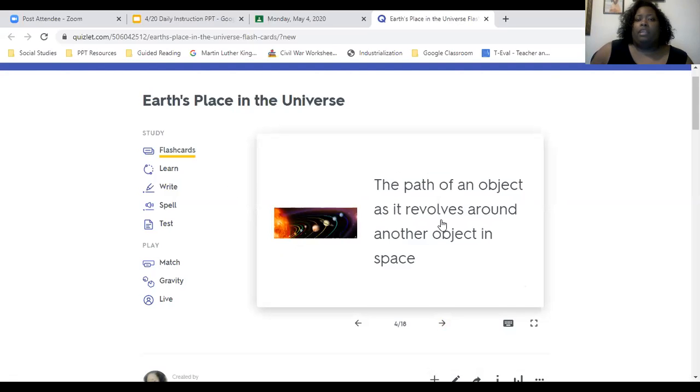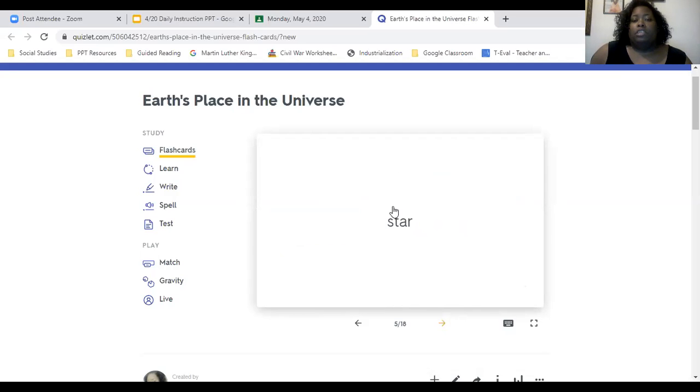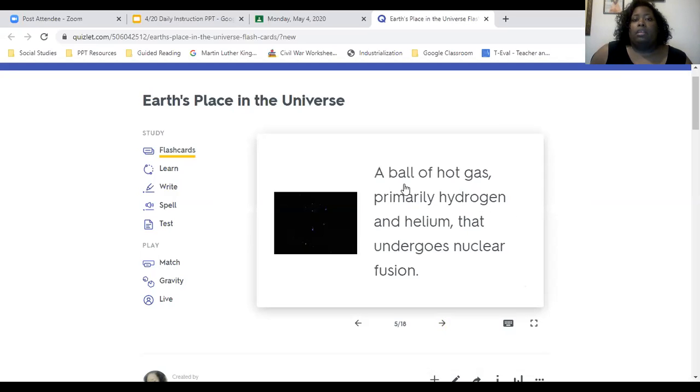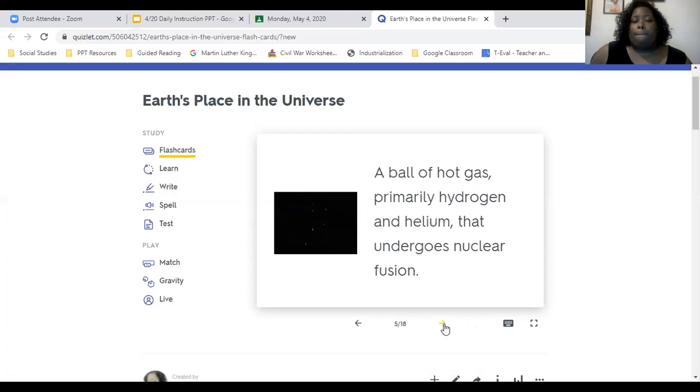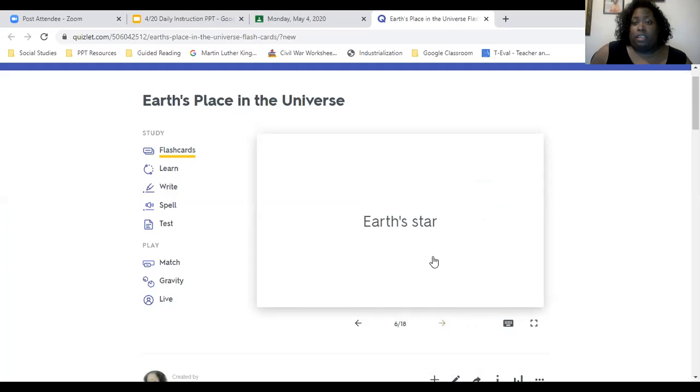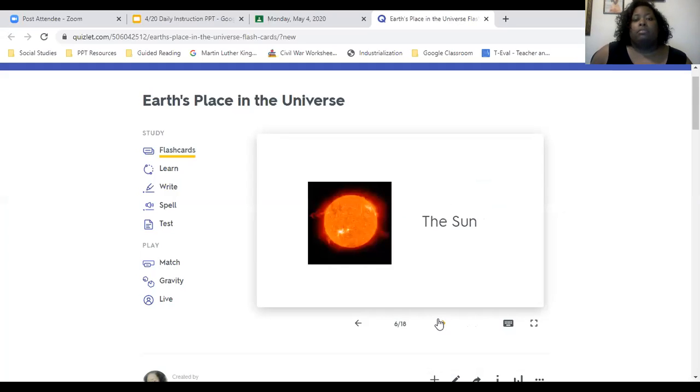Orbit, the path of an object as it revolves around another object in space. We revolve around the sun. Star, a ball of hot gas, primarily hydrogen and helium, that undergoes nuclear fusion. And these are just stars. Earth's star is the sun.